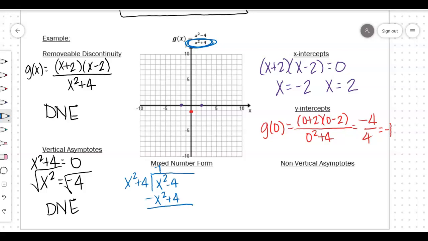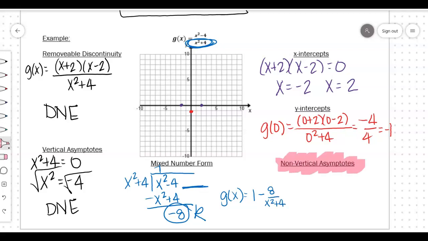And then we subtract. We'll get 0 here. Negative 4 minus 4 is negative 8. Note that we're all out of terms, so that ends up being our remainder. So mixed number form of g of x would be 1 minus 8 over our divisor, x squared plus 4. Keep in mind the part that we care about for our non-vertical asymptotes is the polynomial part, so the 1. So our non-vertical asymptote, again, is a horizontal asymptote and is at y equals 1.